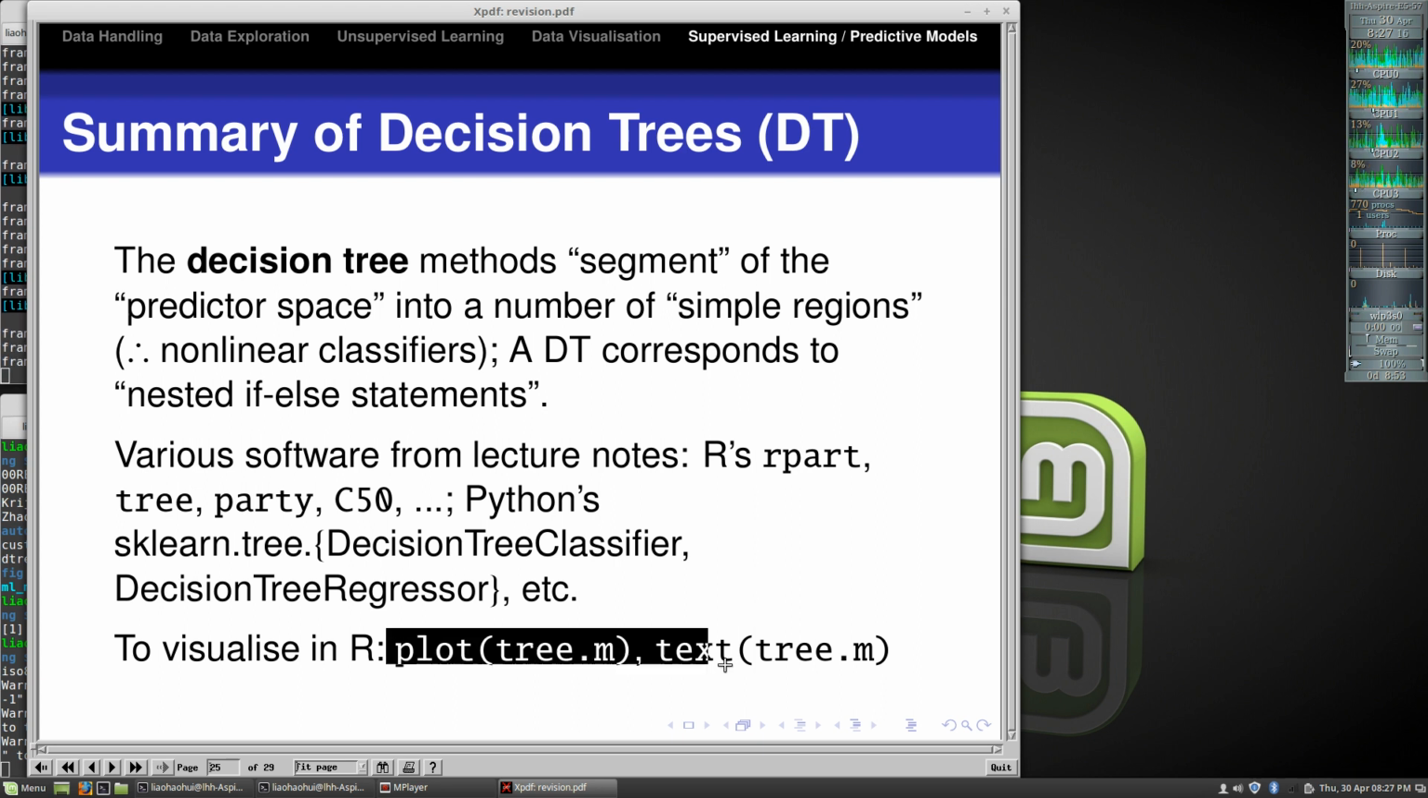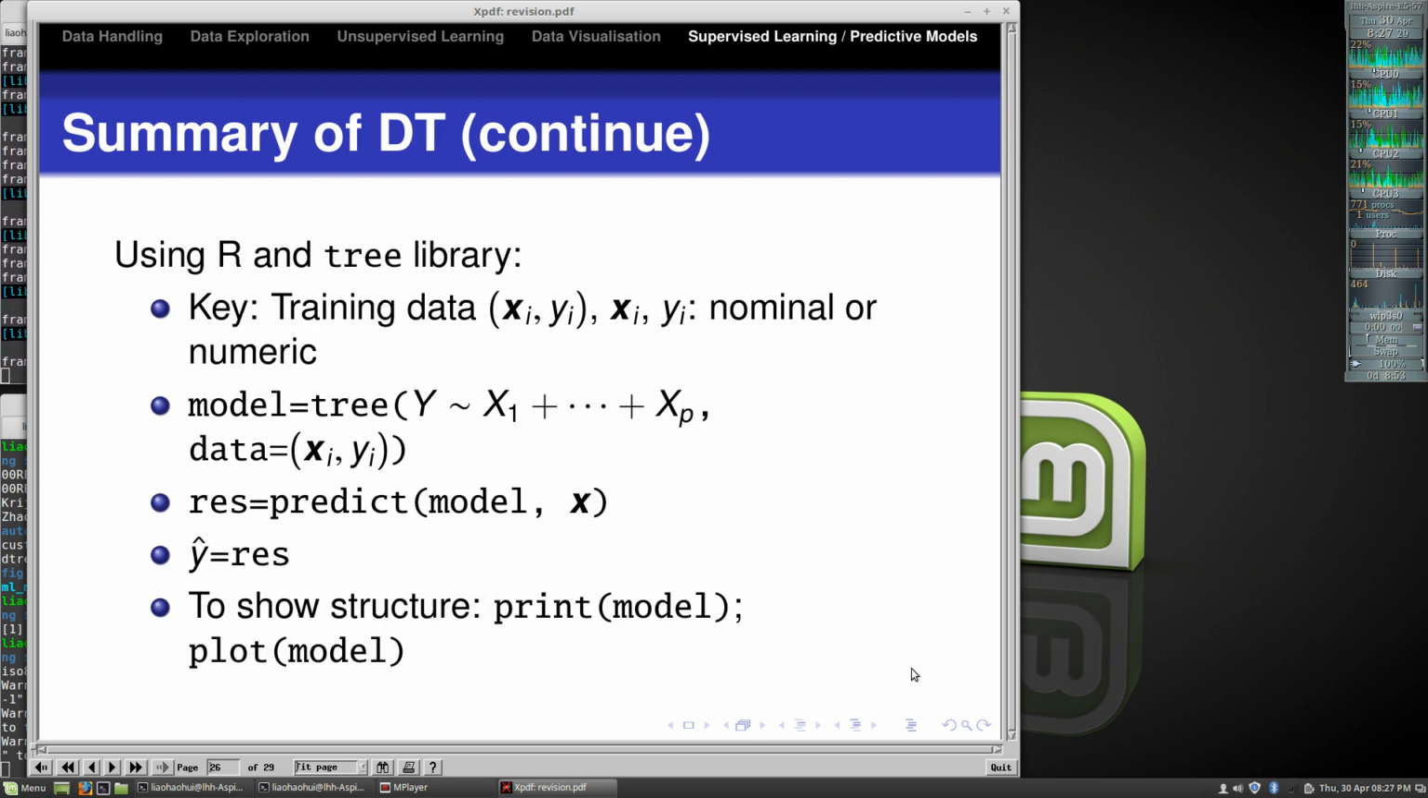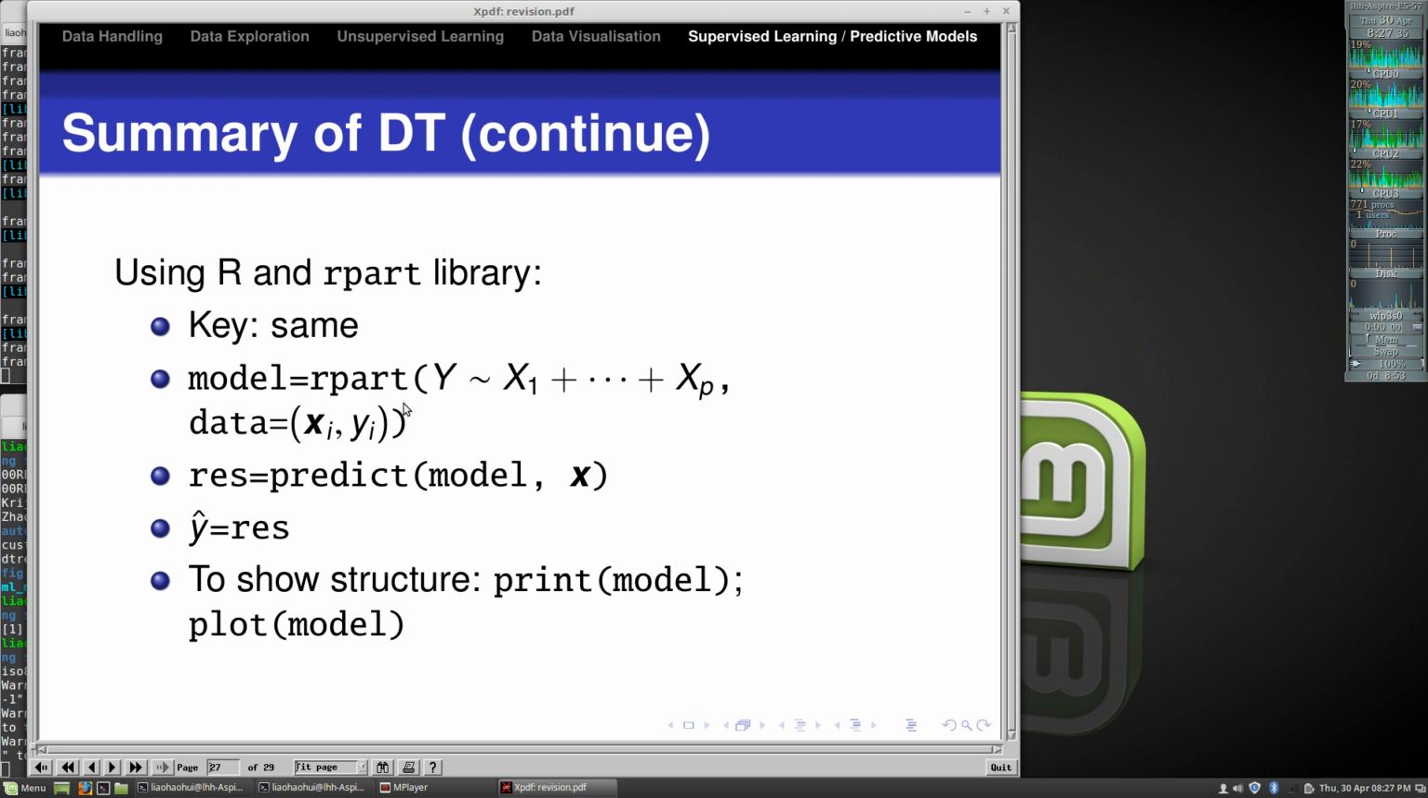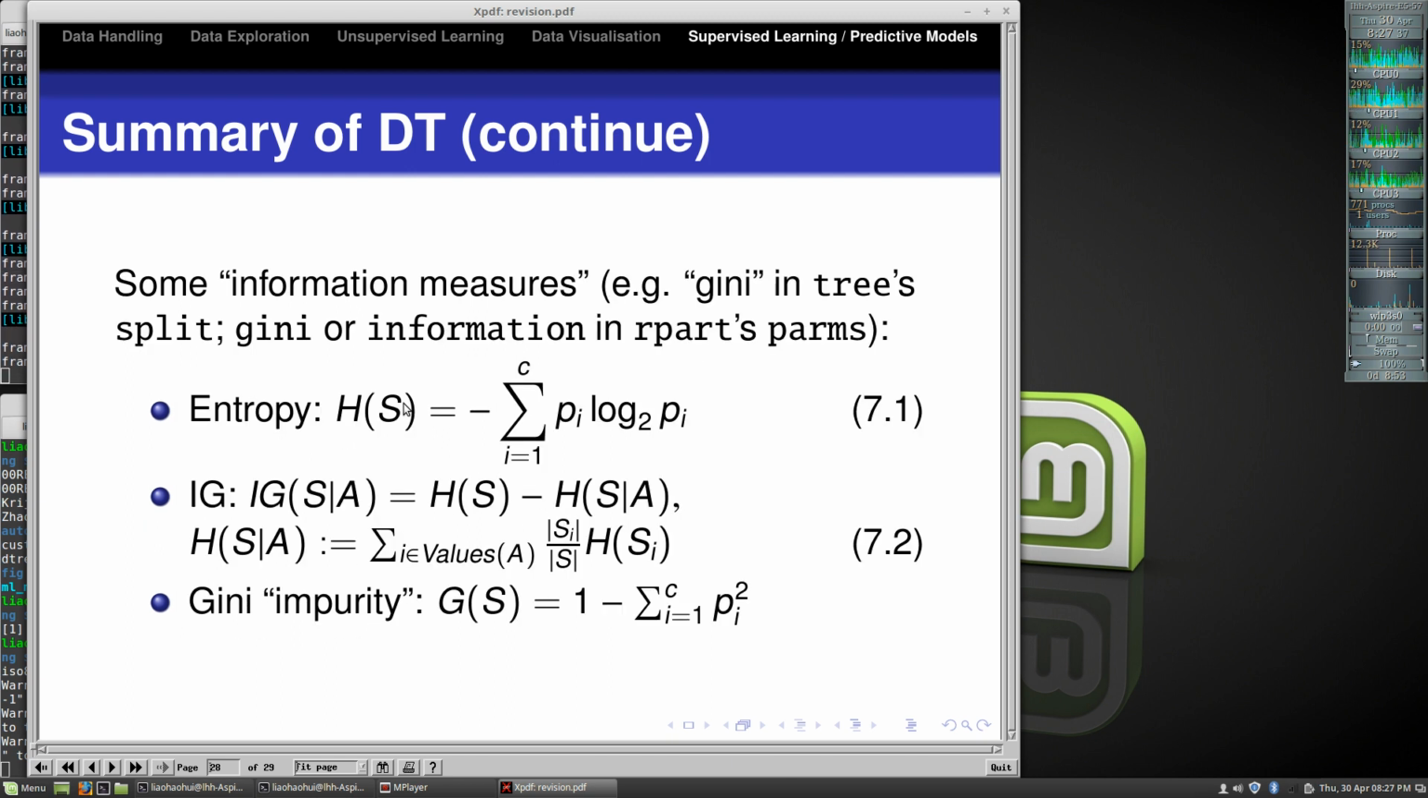To visualize, we can plot it out. In R we have to label it using the function called text. Otherwise we just see the lines without any label and we don't know what is going on. The tree, and rpart.